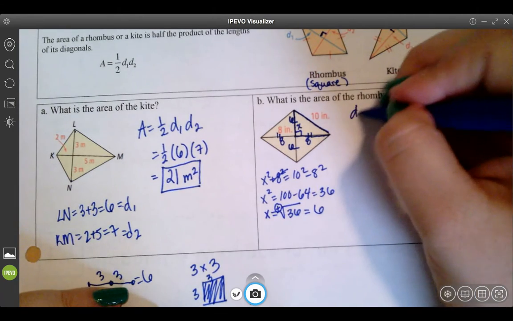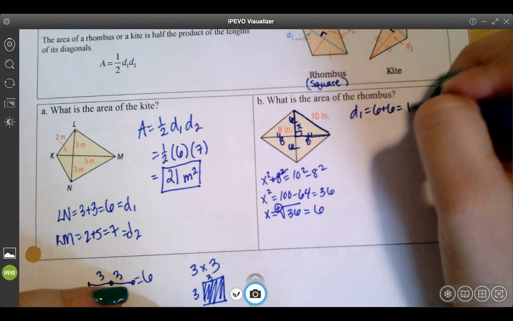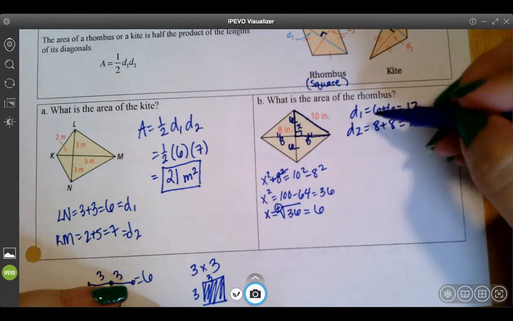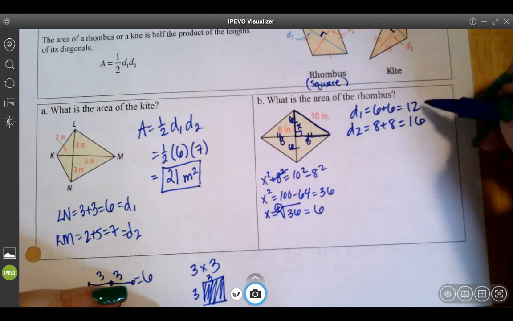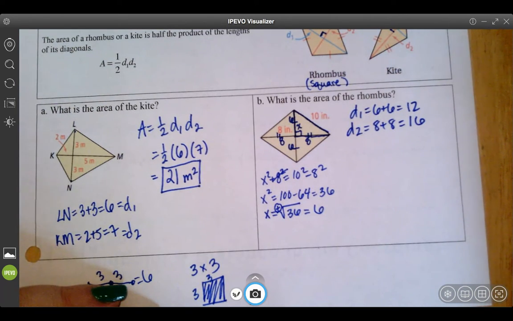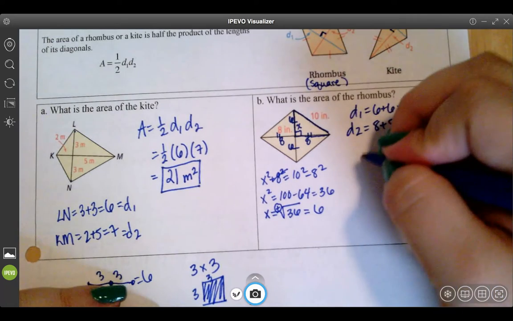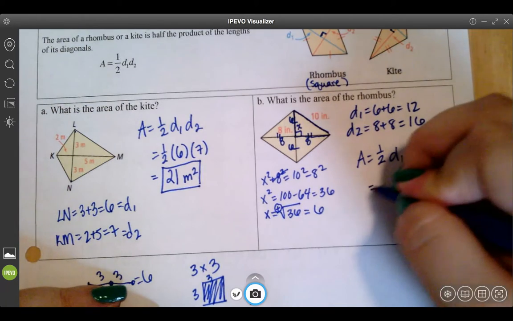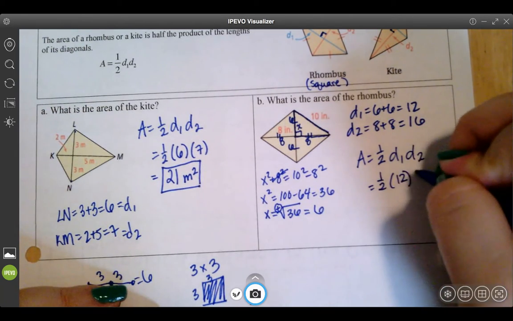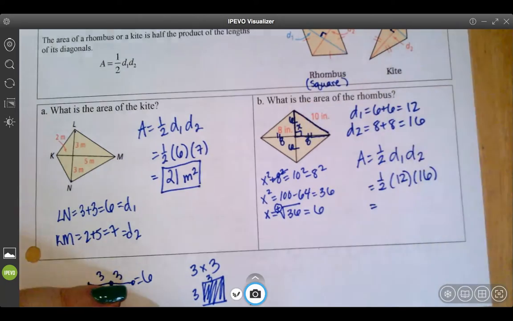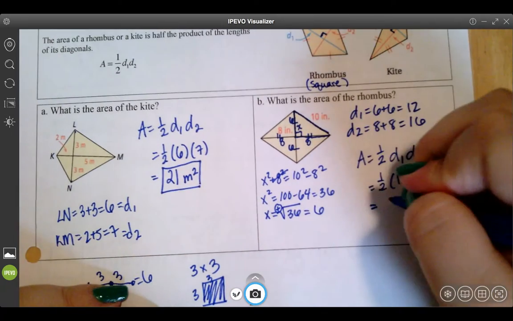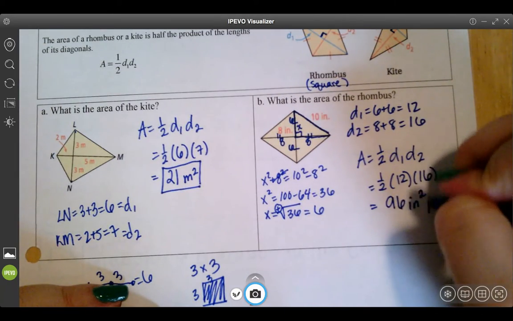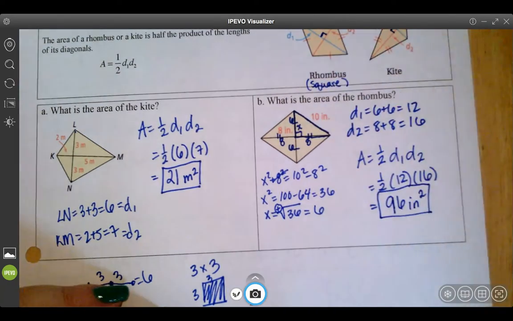So diagonal 1 is 6 plus 6, which is 12. Diagonal 2 is 8 plus 8, which is 16. If you called this one diagonal 2 and this one diagonal 1, you will still get the same answer. It doesn't matter which one we call first and second. The area equals 1/2 diagonal 1 times diagonal 2. That's 1/2 times 12 times 16, into the calculator is 96. Units are inches, second dimension, so it's inches squared.